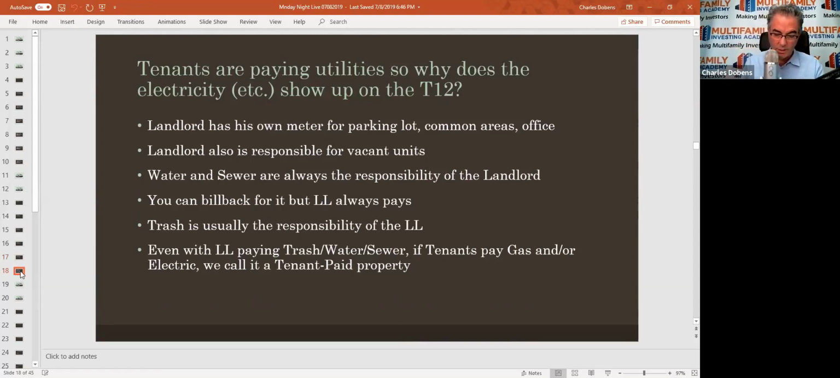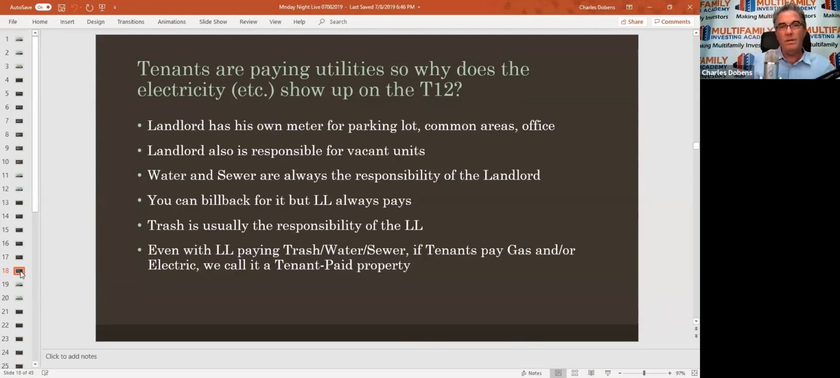But just keep in mind, and this is where I think people get mixed up with the naming conventions: even with the landlord paying the trash, the water, and the sewer, if the tenants are paying the gas and/or the electric bill, we call it a tenant-paid property as opposed to an all-bills property. That way, we don't have to pay that heating bill in the winter, and we don't have to pay that air conditioning electricity bill in the summer. When the tenants are paying those things out of their own pocket, it is a tenant-paid property.